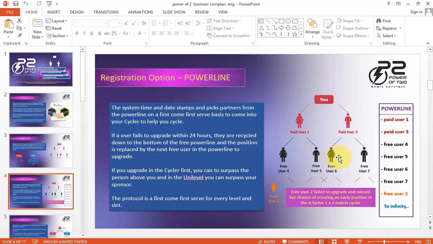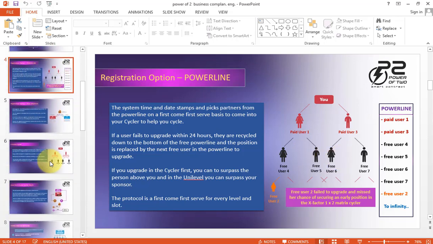So that is how the system works for everyone basically. And what happens is that once it's your turn and you are notified to upgrade, you are given a 24 hours time period in order to upgrade. And once you do that, that is when you cycle out. And once you cycle out, you come back into the program again to continue on earning.